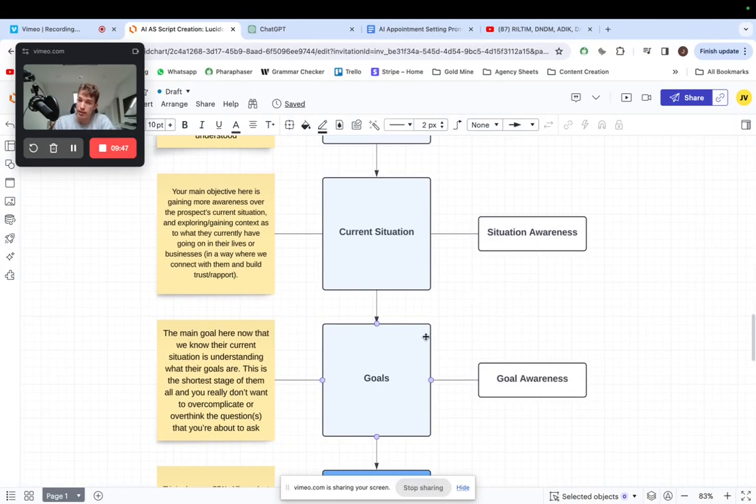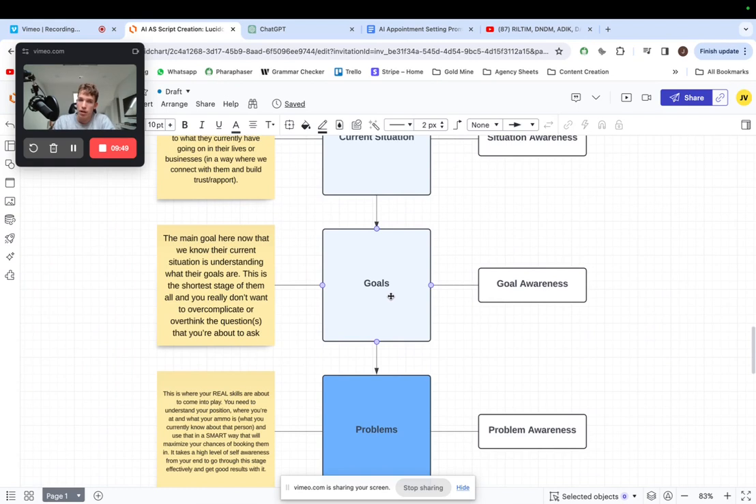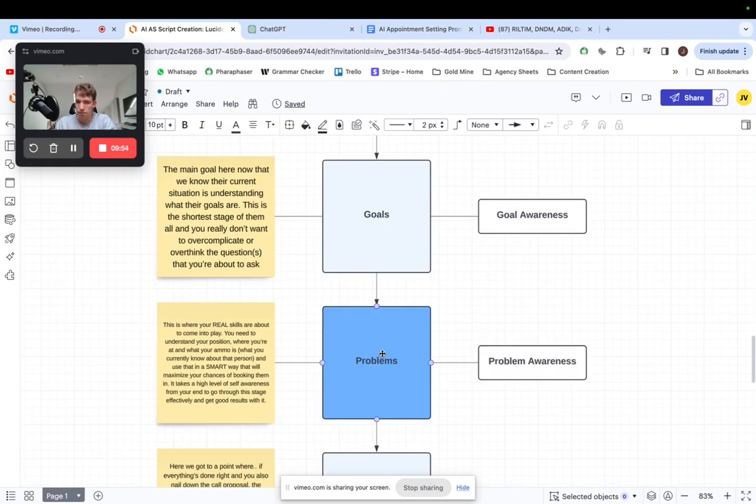Now the next one is goals. It's very important, not the most important. You're gonna see that the problems, and I specifically included it in a darker color, like blue, I highlighted it because it's gonna be the most important part of the entire conversation.